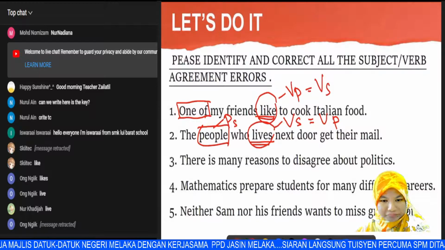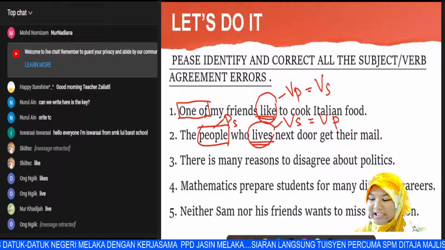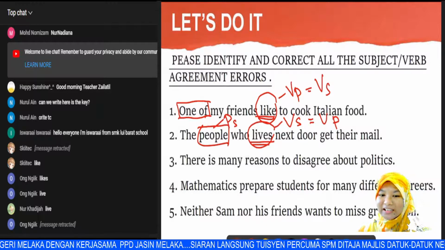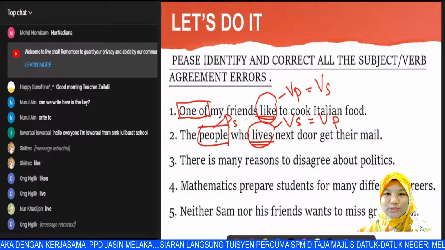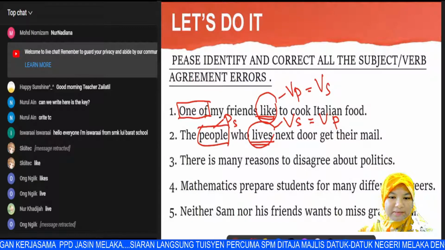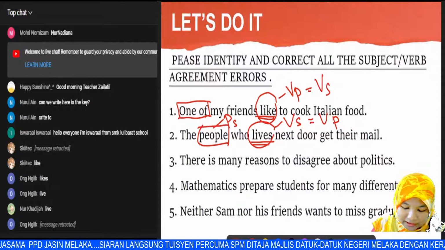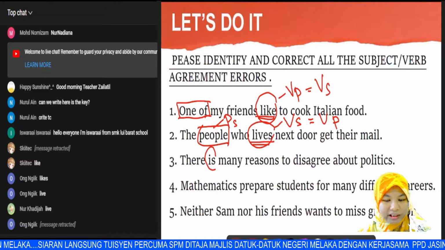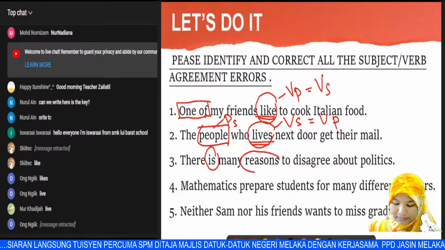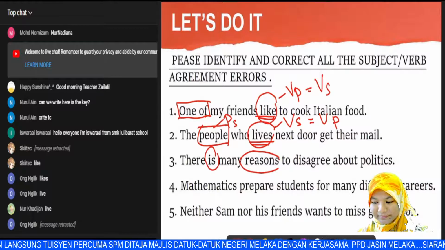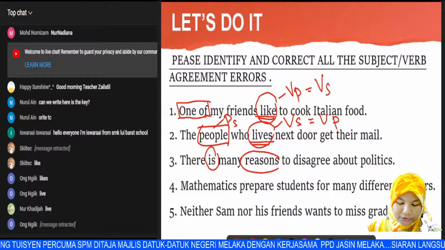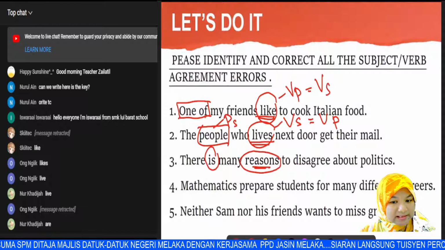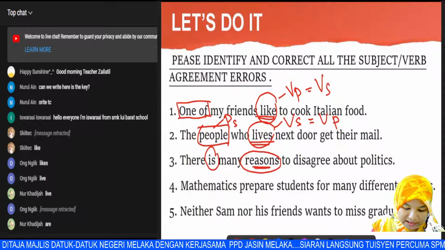Number 3. There is many reasons. I think we have recently discussed the usage of there and here, and the verb that follows. The noun should complement the verb. Look here, it used the verb is, and it contradicts with reasons. So if you want to use the subject reasons, you need to modify this.